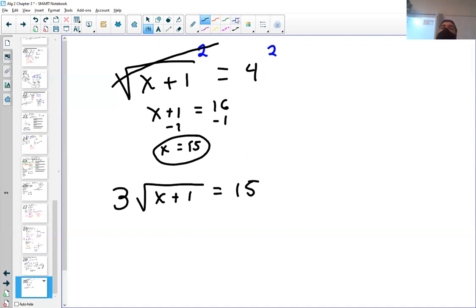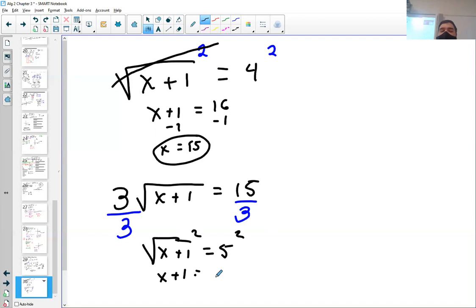You divide by 3 on both sides. Before you could square both sides, you need to get the square root by itself. So it's going to be divided by 3 on both sides. X plus 1 equals 5. Then you square both sides. X plus 1 equals 25. Minus 1 on both sides. X equals 24. Seems pretty straightforward, no? So anything on the outside of the square root, you have to move out of the way first. Or any fractional exponent.